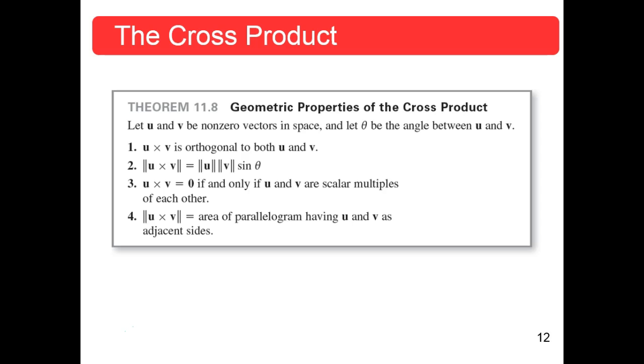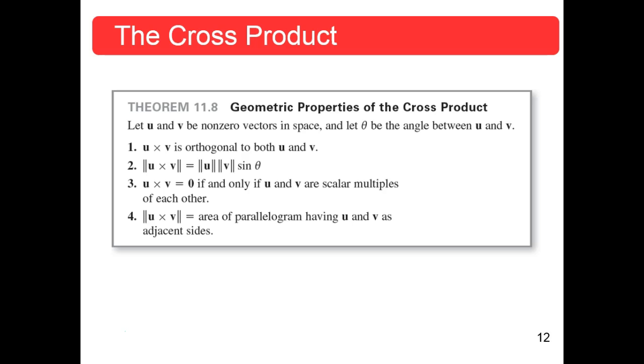U cross V is 0 if and only if U and V are scalar multiples of each other. In other words, they're collinear. We talked about that before. Whereas U dot V is 0 if and only if U and V are perpendicular to each other. Okay? So cross product is parallel, dot product is perpendicular.